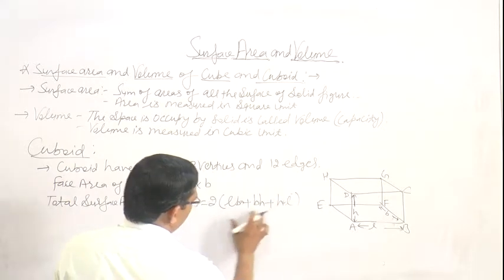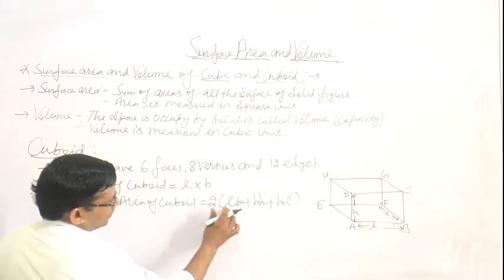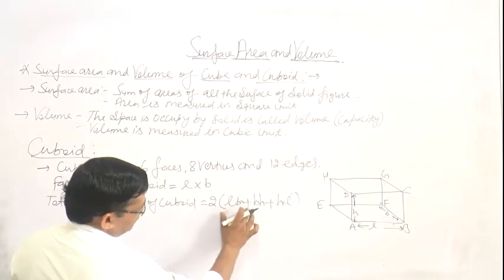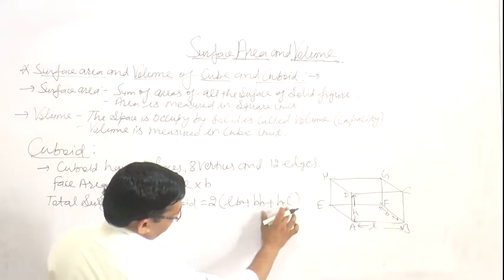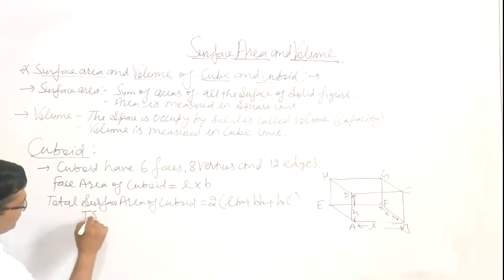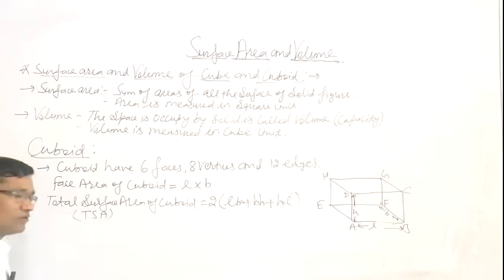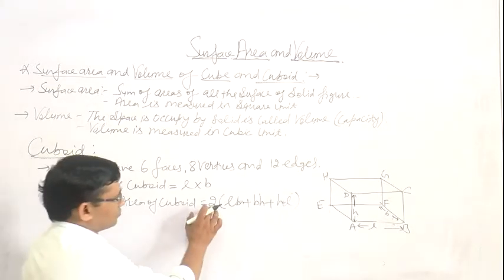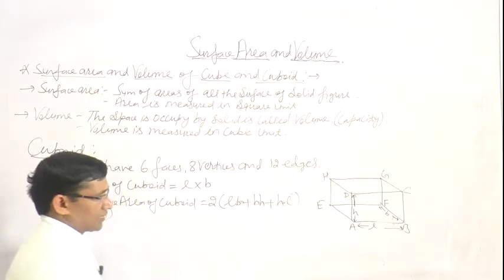आपको इस शॉर्ट फॉर्म में लर्न रखना है. 2 multiply LB, it means length multiply breadth plus breadth multiply height plus height multiply length. So total surface area of cuboid is known as TSA. Total surface area of cuboid is equal to twice into LB plus BH plus HL.